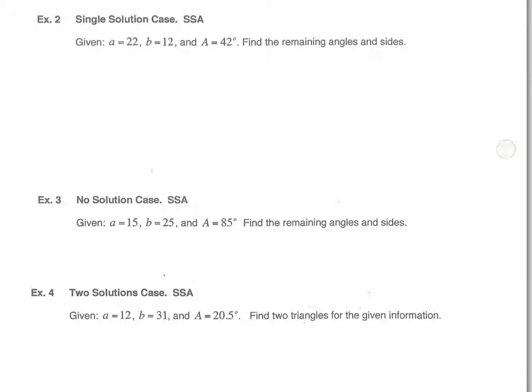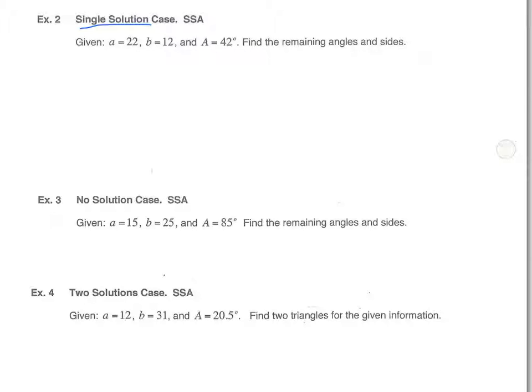All right, so let's go ahead and look at the single solution case, where you're not going to know that right away. And in fact, given what they have here, you've got a side length of 22, a side length of 12, and you've got an angle of 42 degrees. So we have an acute angle. It's possible with an acute angle you have no solution, one solution, or two solutions. You don't know until you do your first step.